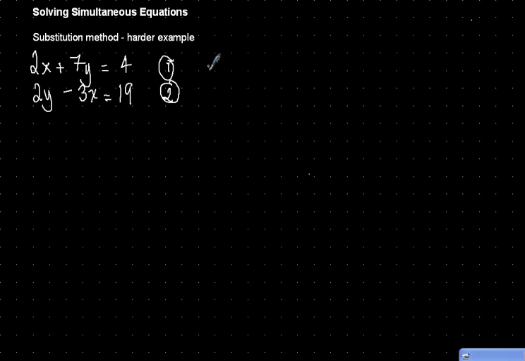If I take the first equation, I can rearrange it so that I get x in terms of y. 2x is equal to 4 minus 7y, and dividing by 2 will give me x is equal to (4 minus 7y) divided by 2. I can now take this expression for x and substitute it into this part of equation number 2.